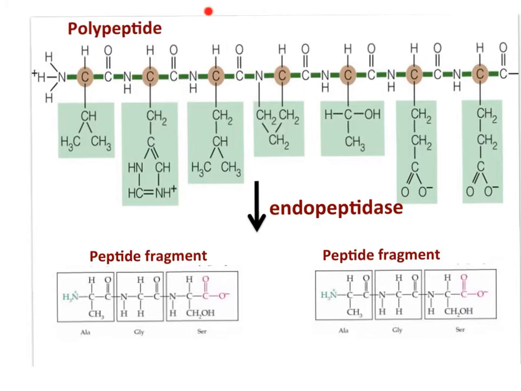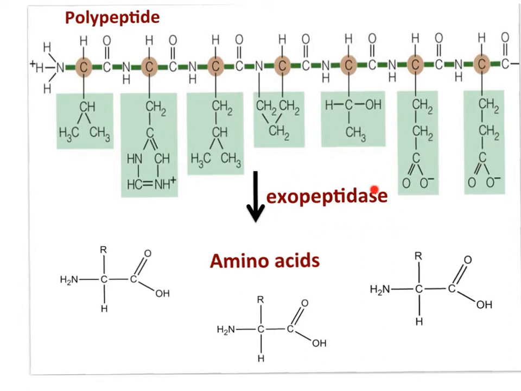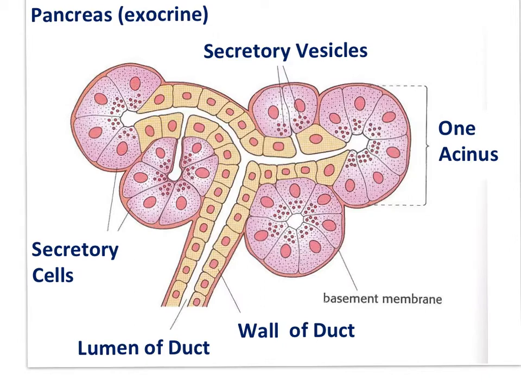In this slide, we have a polypeptide, and endopeptidases break the polypeptide in the middle of the molecule, producing peptide fragments. Exopeptidases remove amino acids from the ends of the molecule, here or here. Exopeptidases break polypeptides into individual amino acids.